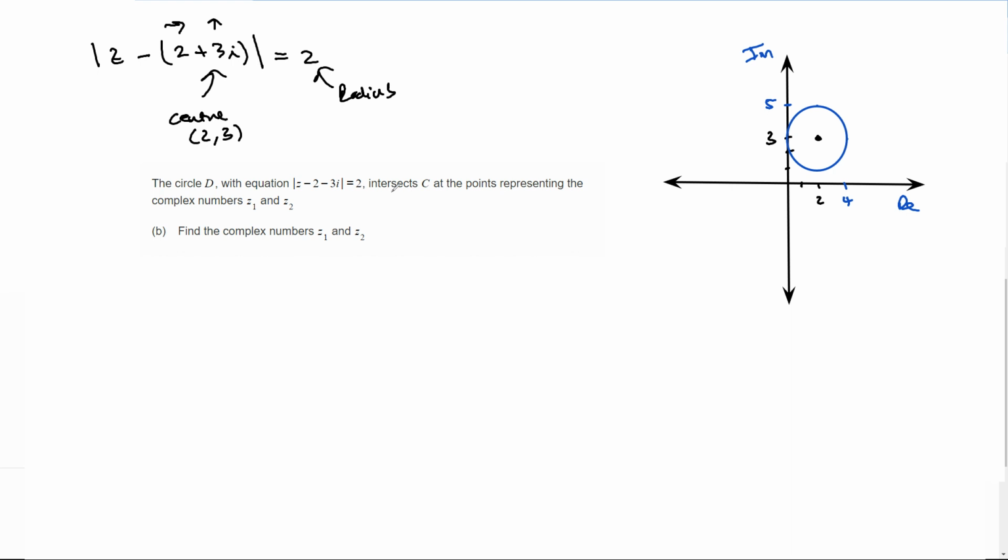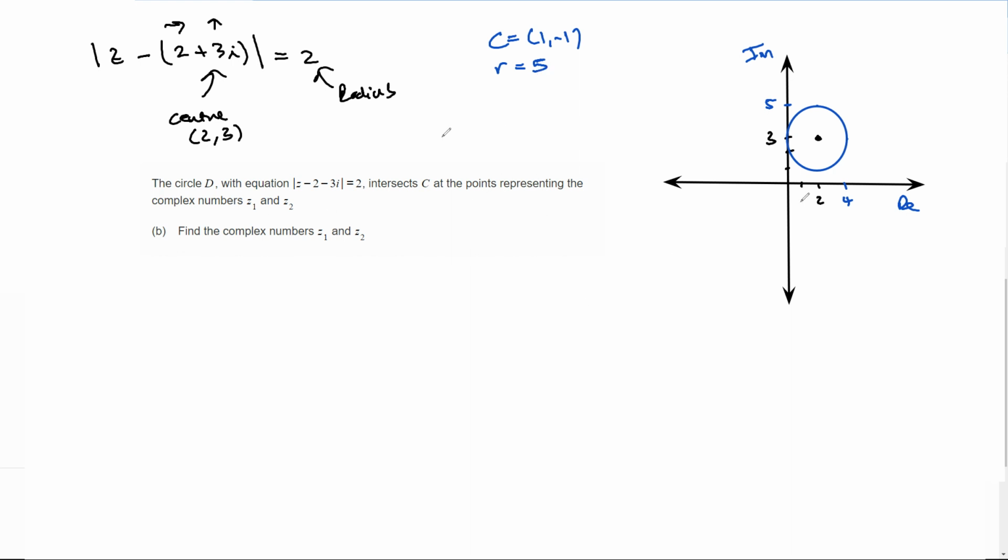Now that we have that, it intersects C at the points representing the complex numbers z1 and z2. Okay, so now from the previous part, the previous C that we had, all right, so C basically, we had the equation where the center was equal to 1 and -1, and the radius was equal to 5. And so that equation there was somewhere at the bottom here, at the radius of 5. Okay, so it intersects C at 2 points.